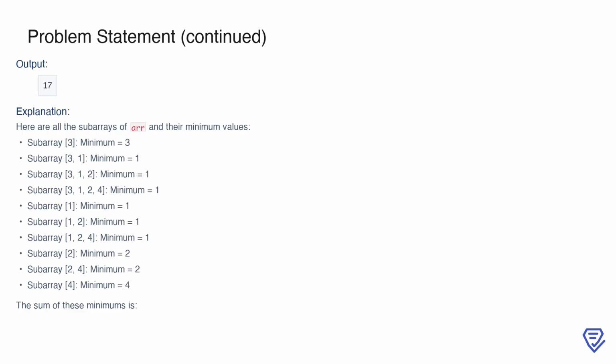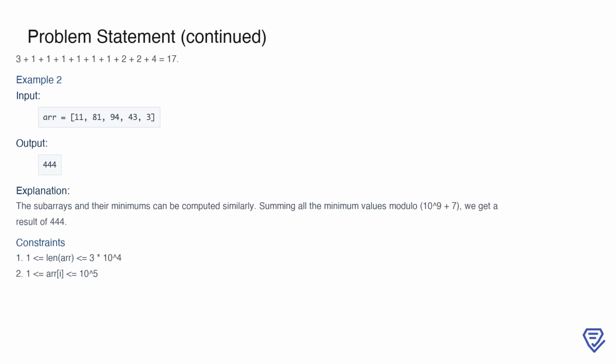Continuing, we evaluate subarrays starting at the second element: 1; 1, 2; and 1, 2, 4, all of which have a minimum of 1. Subarrays starting at the third element include 2 and 2, 4, with minimums of 2 for both, and finally, the last subarray, 4, has a minimum of 4. When we add all these minimums together, we'll compute the total sum.